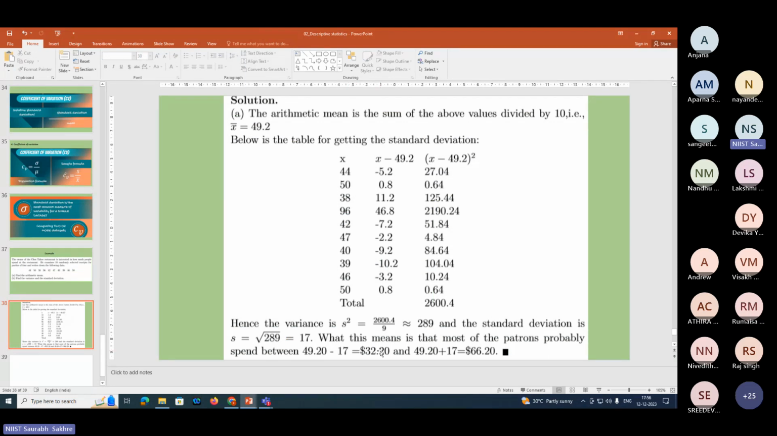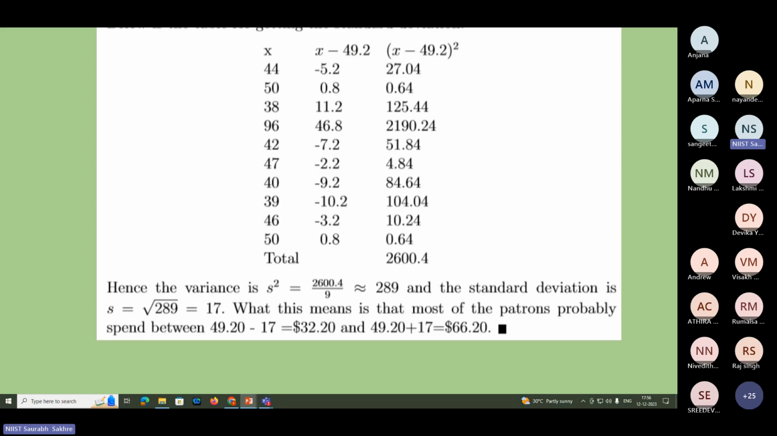So what does it mean? It means that most of the patrons probably spend between 49.20 minus 17, that is $32.20, and 49.20 plus 17, that is about $66. That is what I was trying to tell you before: when you are crossing a river, you may see that the depth of the river is 3 plus or minus 0.5. So 3 minus 0.5 is 2.5, and 3 plus 0.5 is 3.5. So the average person is spending between $32 and $66. That is his observation.